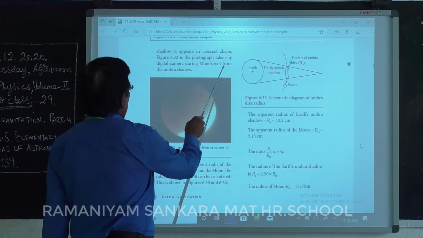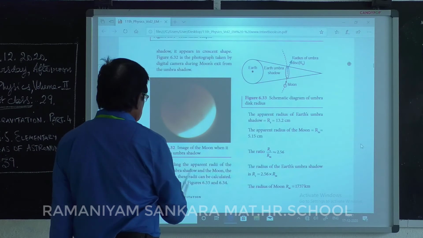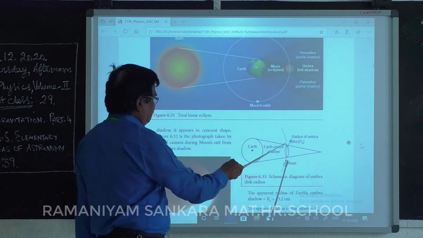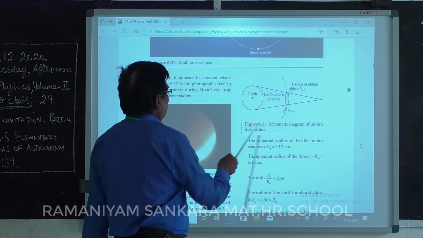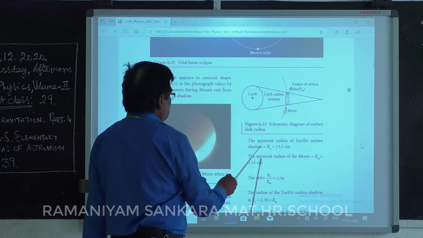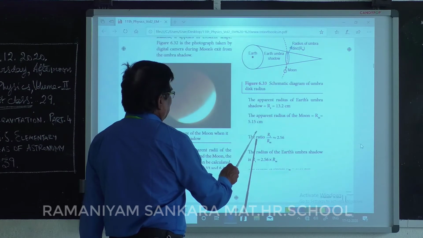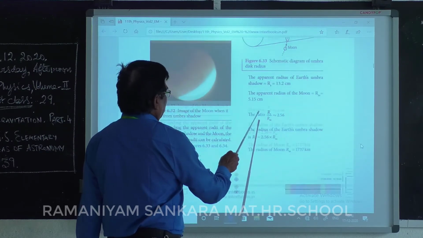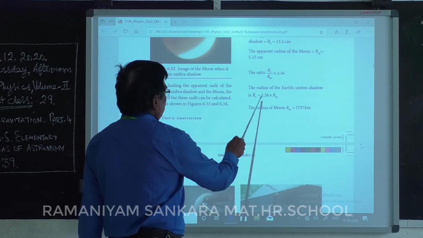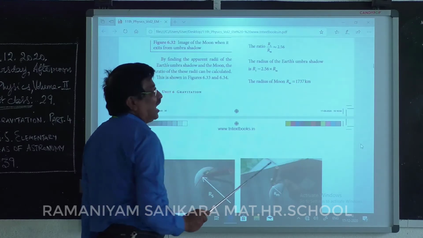Using a digital camera during the exit from the umbra shadow, finding the apparent radii of the Earth's umbra shadow and the moon, the ratio of the radii can be calculated. Here is the schematic diagram of the umbra, the disk radius. So that's how much? 13.2 centimeter, and you have to multiply by the apparent radius RM equal to 5.15. Those two divide, you get 2.56, and multiply by RM, the radius of the moon, which is 1737 kilometer.